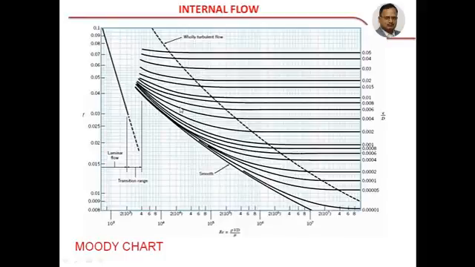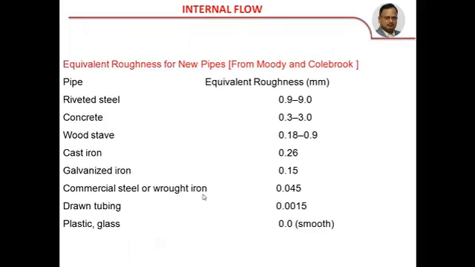You can clearly visualize here that for a smooth pipe it is only one line, depending only on the Reynolds number. For rough pipes, for each roughness the curve varies. If it is fully turbulent flow, this curve you can use. The transition region is shown roughly at 2 into 10 cube, 2000 to 2300. Below this it is laminar flow, beyond that it is turbulent flow, and this region is the transition region.